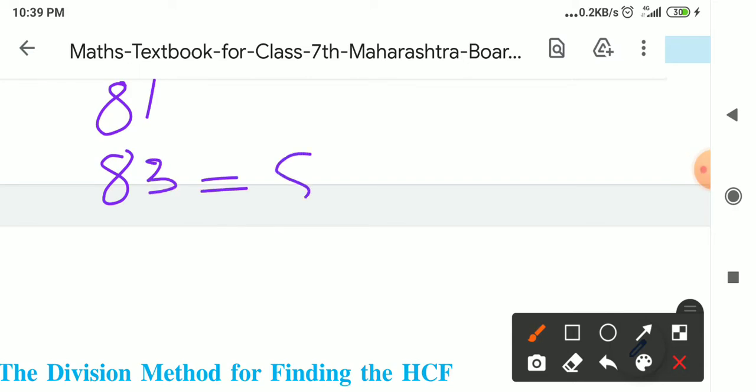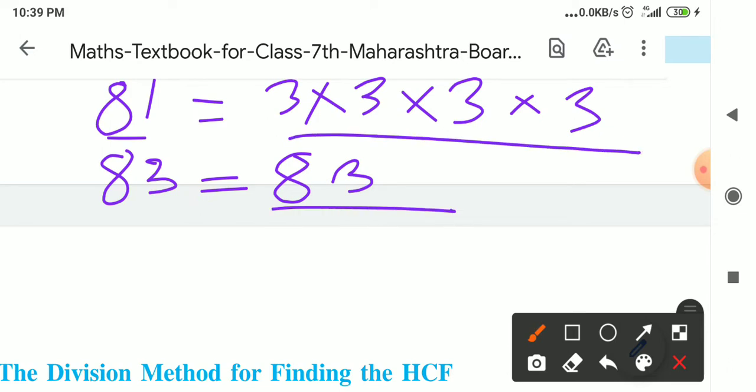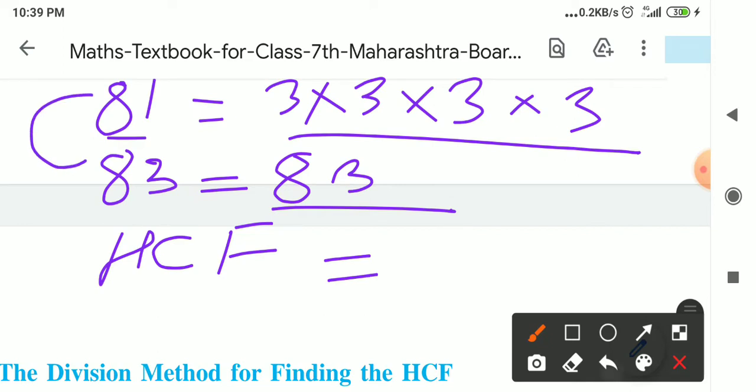You know that 83 is a prime number, and 81 means 9 nines are 81. Otherwise, 3 threes are 9, 9 threes are 27, and 27 threes are 81. If you see here, you will notice that there is nothing common. Not a single divisor is common, and that's why the HCF of such consecutive odd numbers is 1.